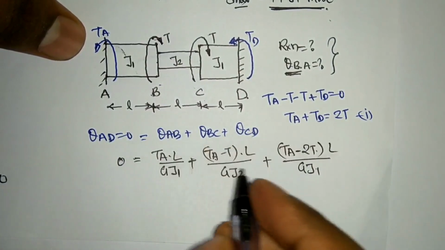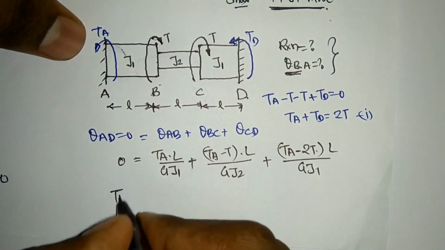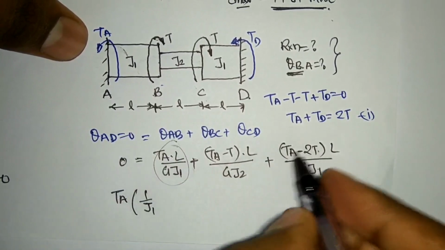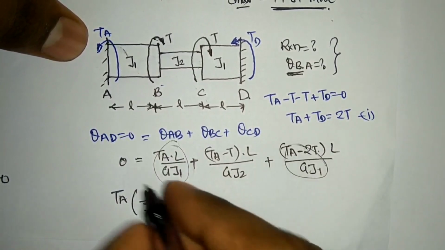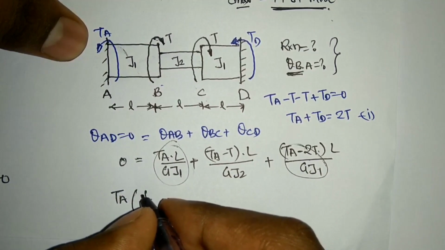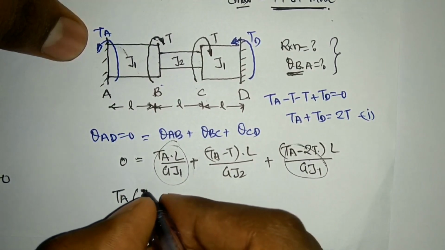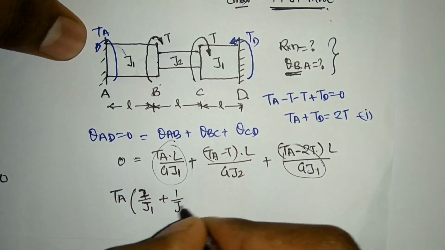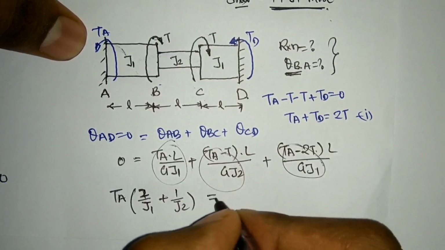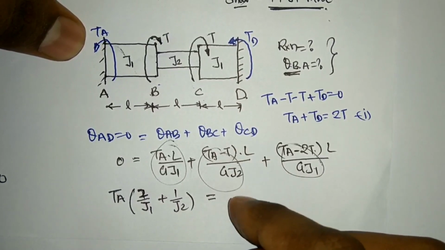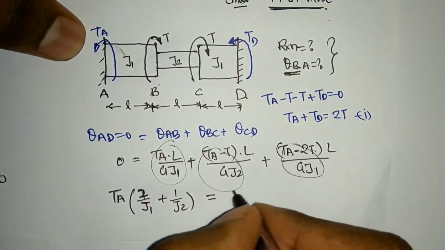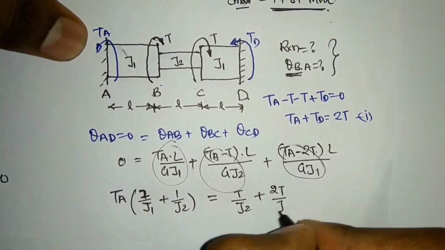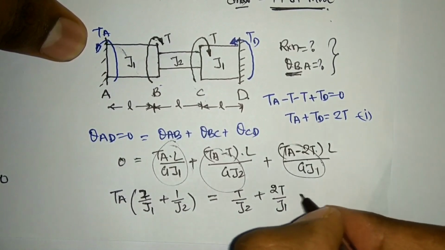So if I take TA common from here, it will give me TA into 1 upon J1 from here and 1 upon J1 from here, so it is basically 2 upon J1. So TA into (2 upon J1 plus 1 upon J2), and that will be equal to T upon J2 plus 2T upon J1. That is my second equation.